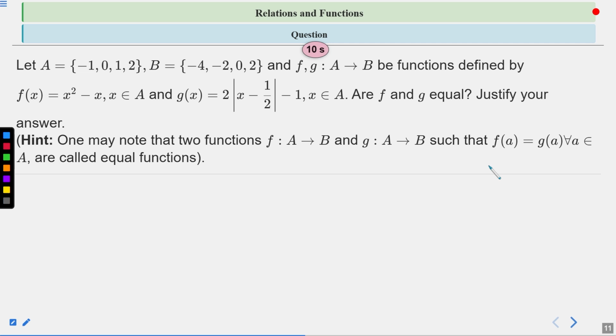Okay, so you have 10 seconds to solve or think about this question. After that, we will discuss the solution part. Okay, let us move to the solution part.